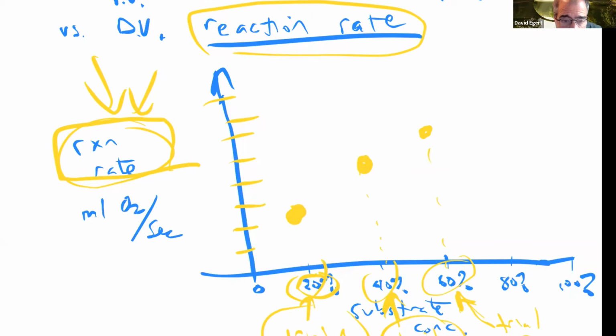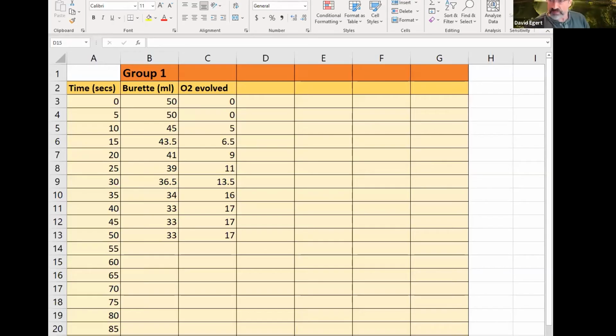I'm going to share my screen here. First thing you're going to have to make sure of, remember, is that when you're recording the burette in mils, that's how much water is left in the burette. And what I really care about is how much oxygen is getting made. How do I actually get the amount of oxygen at each time point?